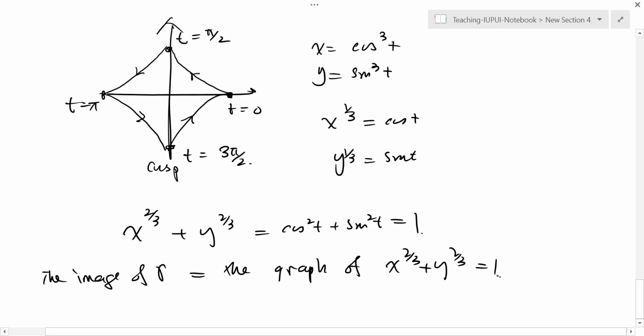But you can also change the parameterization. That means if gamma is a parameterization of this graph, you can also find other parameterizations.